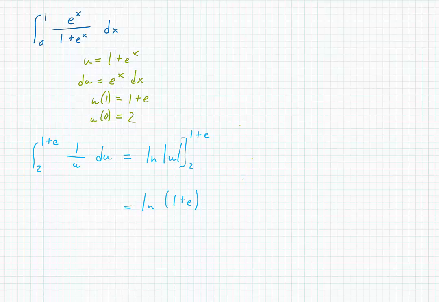or that's going to be the natural log of 1 plus e. It's positive, so I don't have to worry about the absolute value signs, minus the natural log of 2. 2 is also positive, so I don't have to worry about the absolute value signs. You can leave them in there if you choose.